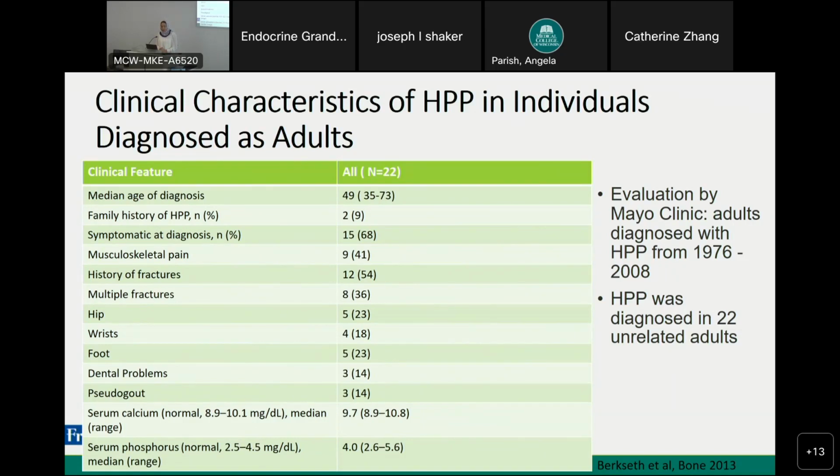Most of the symptoms were chronic pain and fractures, and 8 of them actually had multiple fractures. The most common fractures were at the metatarsals, the hips, and then the wrists. Only 3 of them had dental problems, and 3 of them had pseudogout, but the serum calcium and phosphate in this group were reported as normal.